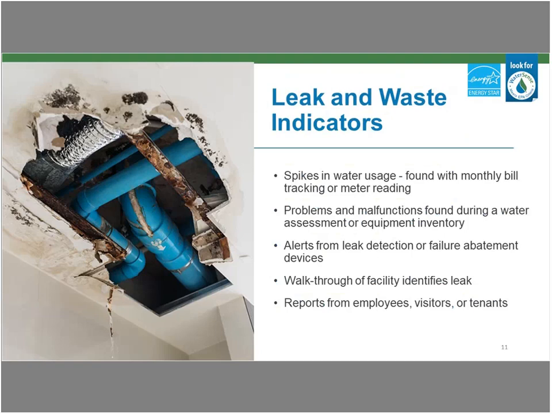So there are many different ways to find leaks within a facility, so we're trying to give you some of the options. And sometimes it's catastrophic or causes property damage like the picture here, but sometimes it doesn't, and that's the problem, when you don't know that it's happening. Some easy ways to find leaks are looking at your water bills and tracking the water use over time so that you can see if there's a spike. Or you can find problems and malfunctions during a water assessment or when you're doing an inventory of equipment.